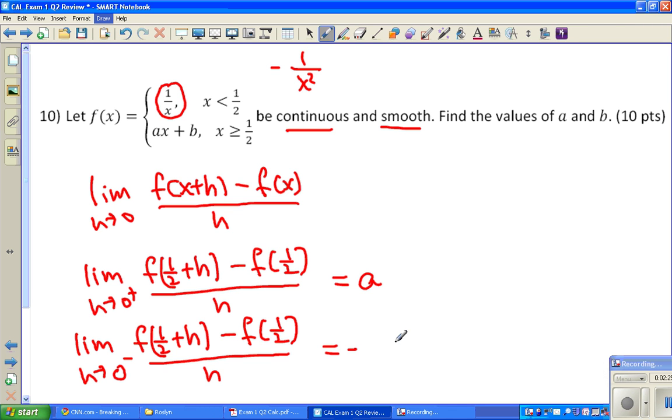In other words, negative 1 over 1/2 squared. We know this one to be equal to negative 4. That means simply a has to be equal to negative 4. Now, that was just so that we could have the same slope, but it has to be continuous. That means the values that we get from the left and right side have to be equal to each other.